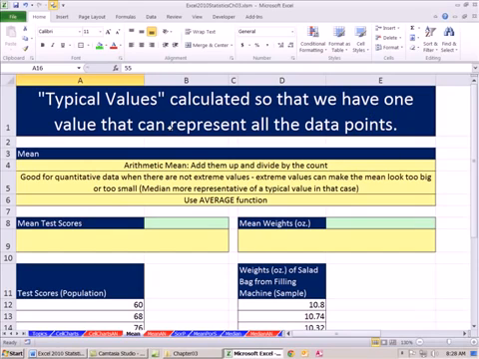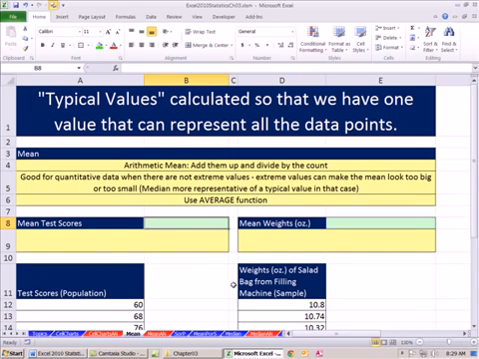They are statistics that we calculate so that we have one number that represents all the data points. That is a very important idea. Most of us know from everyday language what an average is, but it's important to realize that in one single number, we have what's called a typical value, a value that represents all the data points. So, mean: add them up, divide by the count. It's good for quantitative data. You can't add up the words Toyota and Honda. So mean is good for quantitative data when there are no extreme values. Extremes mean very low or very big. In that case, we'll see that median is more appropriate. In Excel, we'll use the AVERAGE function.